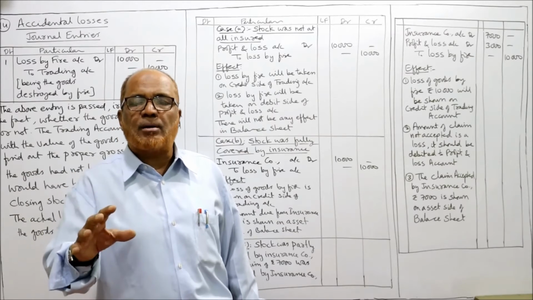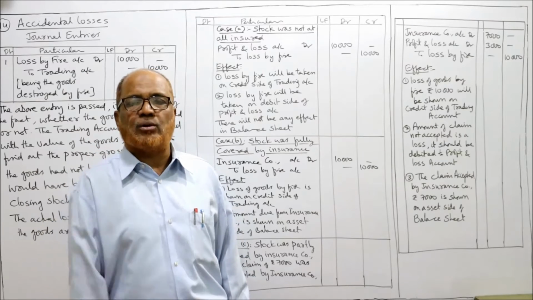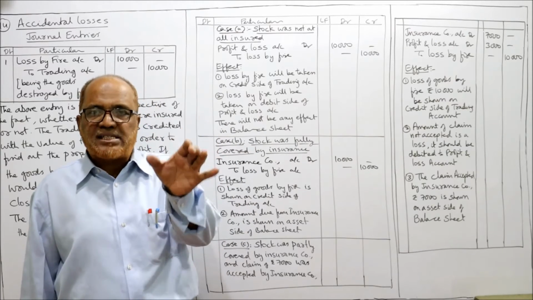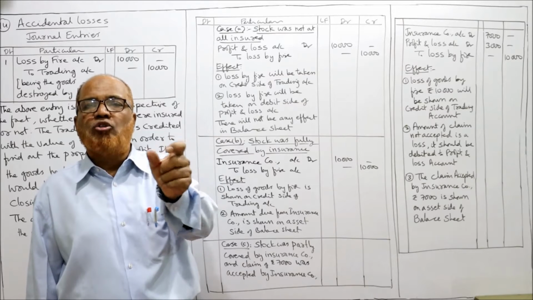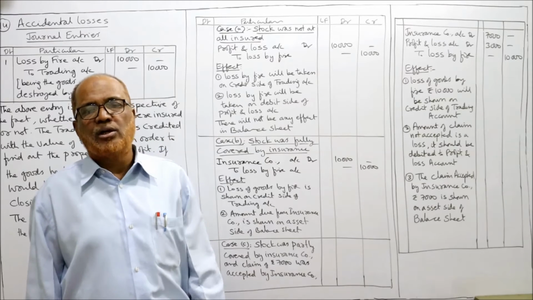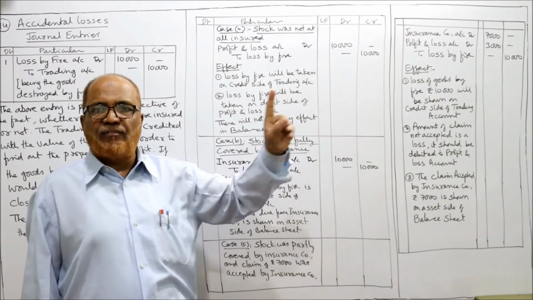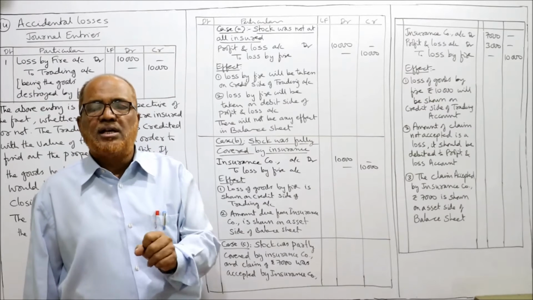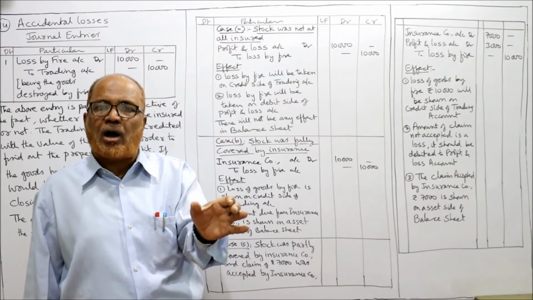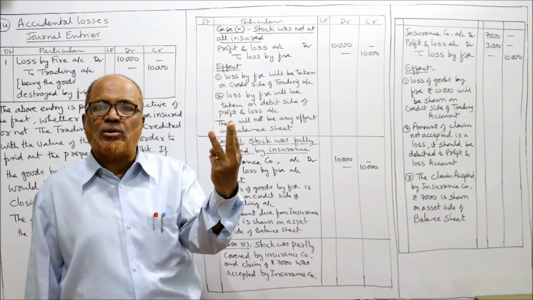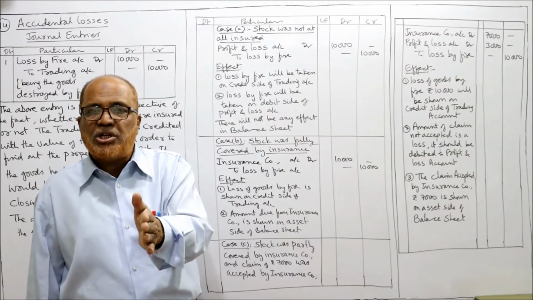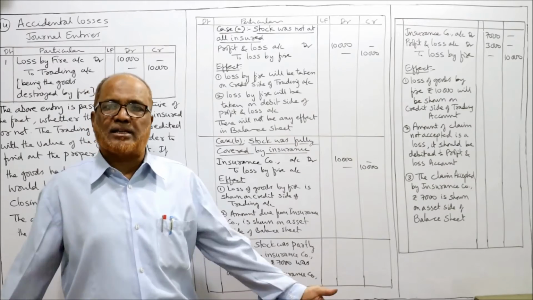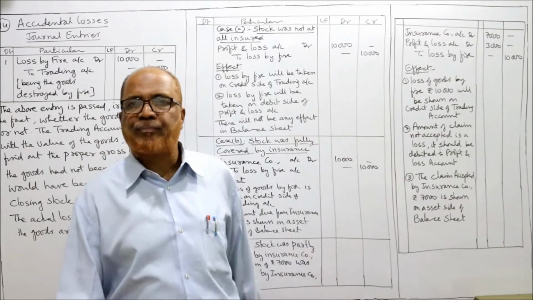The insurance company has admitted the claim for rupees 7,000. This 7,000 rupees will be shown on the asset side of the balance sheet. So on the asset side of the balance sheet, we'll write down amount due from insurance company 7,000. That's all. So three impacts are there in this case. The first impact is trading account is credited by 10,000. Second effect, profit and loss account is debited by 3,000. And third effect, balance sheet on asset side we take amount due from insurance company 7,000. That's it. So this is the end of problem number 14.